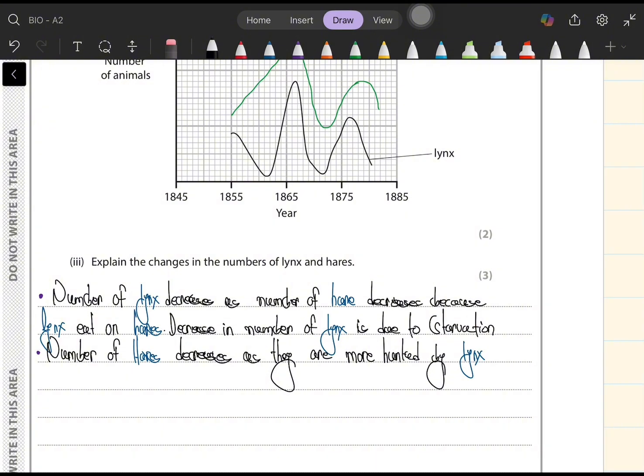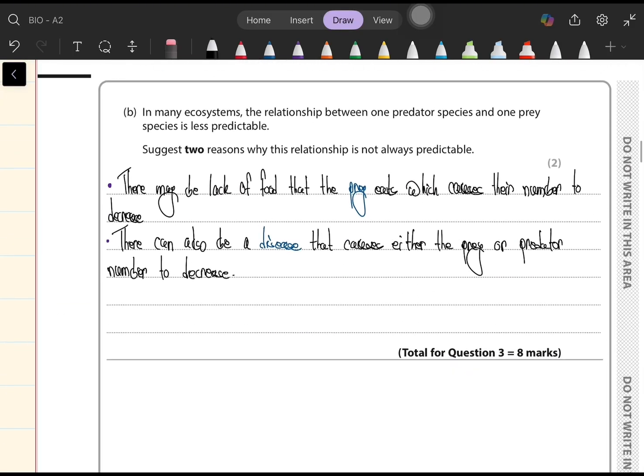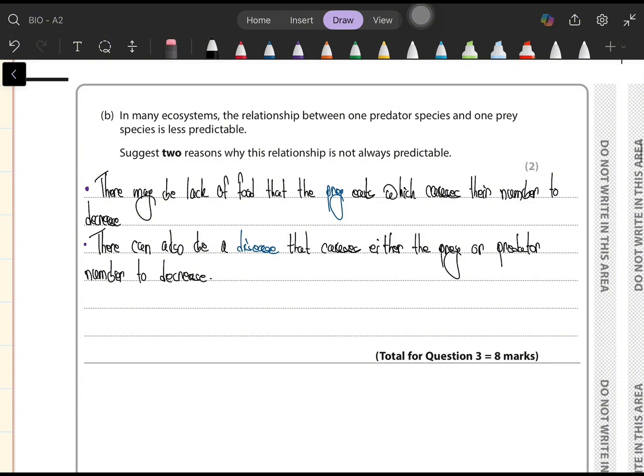And there could be some sort of ecological disaster, or some sort of disease, that would cause the numbers of predators or prey to fall, right? This is what I have written over here. Right, let's just move on to the next question now.